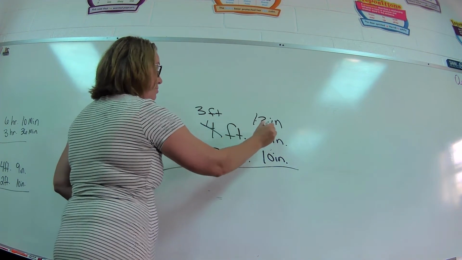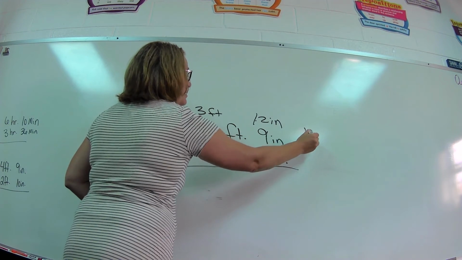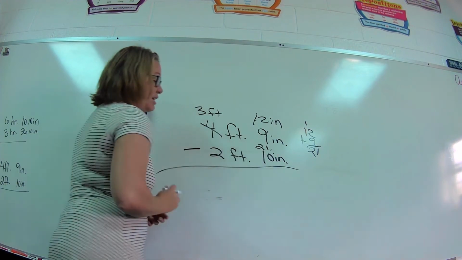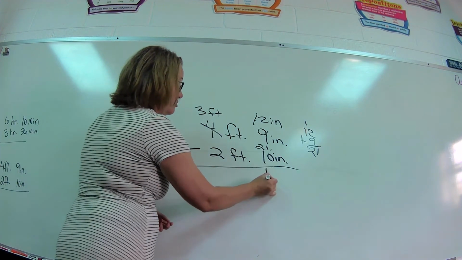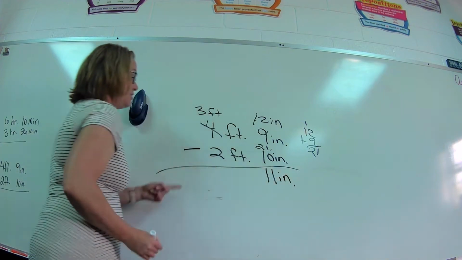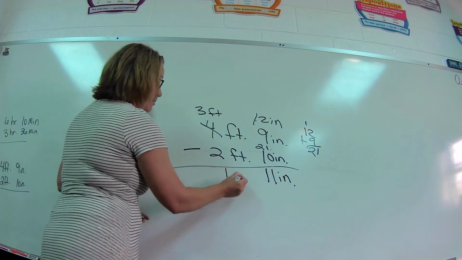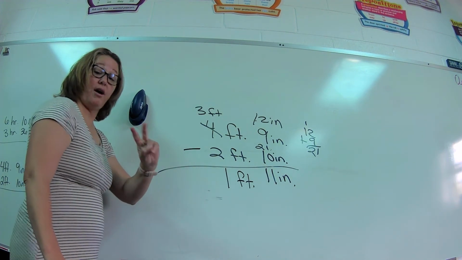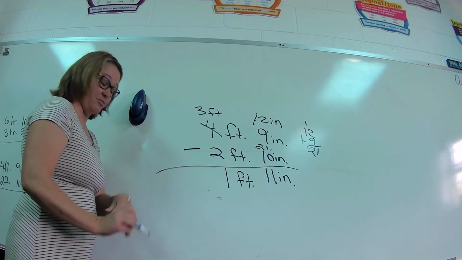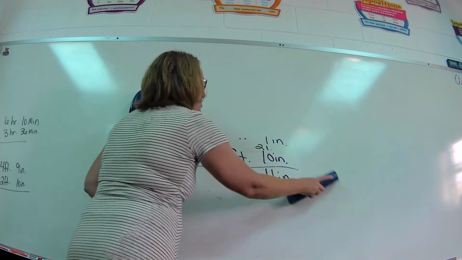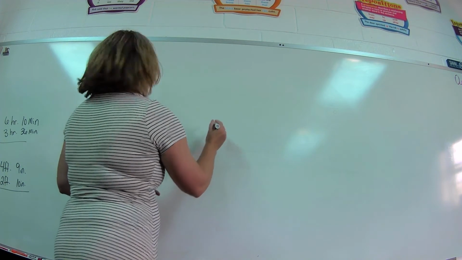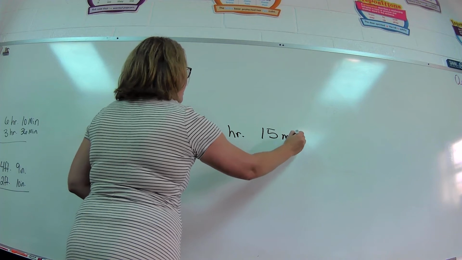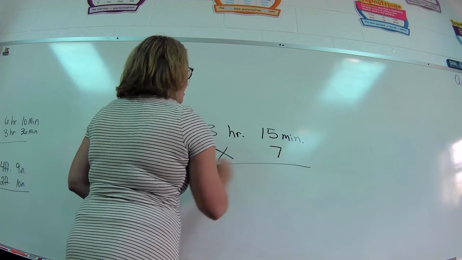Now, what's 12 plus 9? So 12 plus 9 going to give you 21. So now 21 minus 10 gives you 11 inches. 3 minus 2, 1 foot. 1 foot, 11 inches. So we did 2 addition problems, 2 subtraction problems. So let's look at 2 multiplication problems. All right, 3 hours, 15 minutes, and let's multiply by 7.